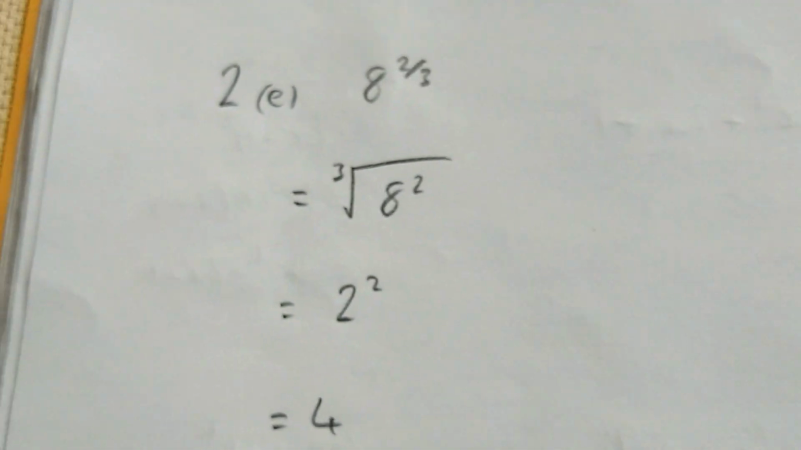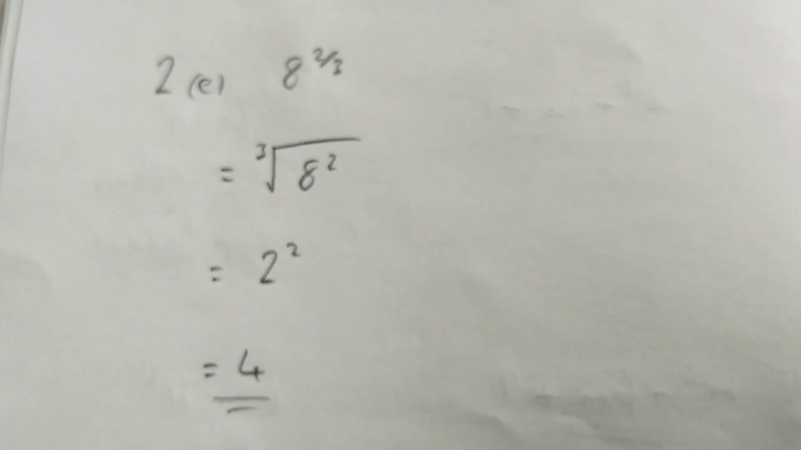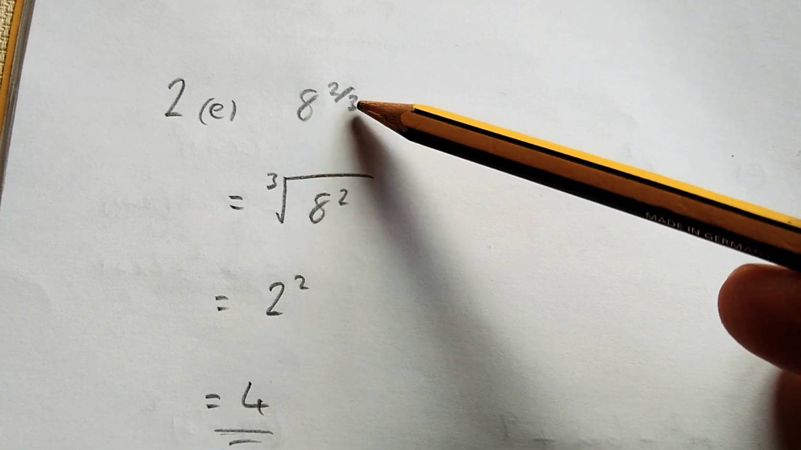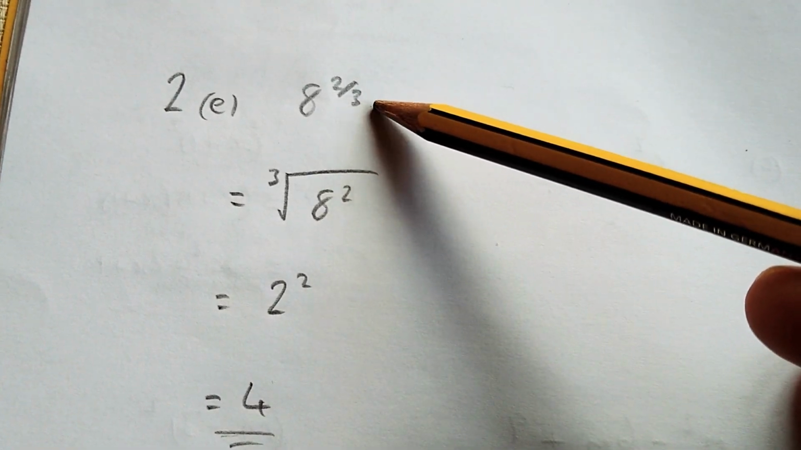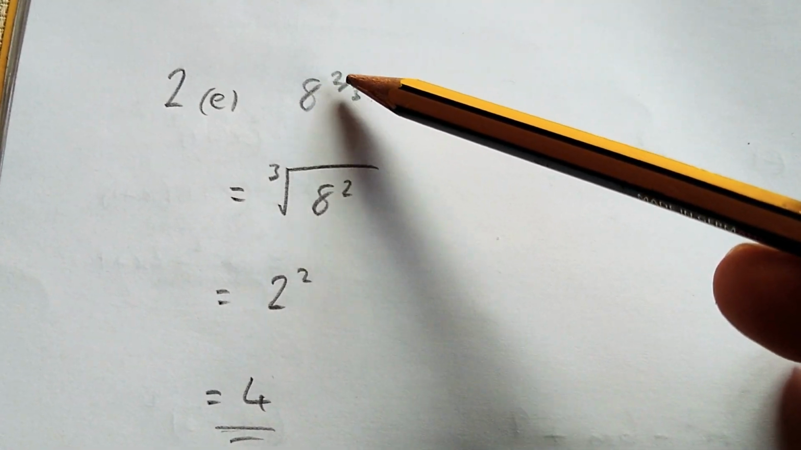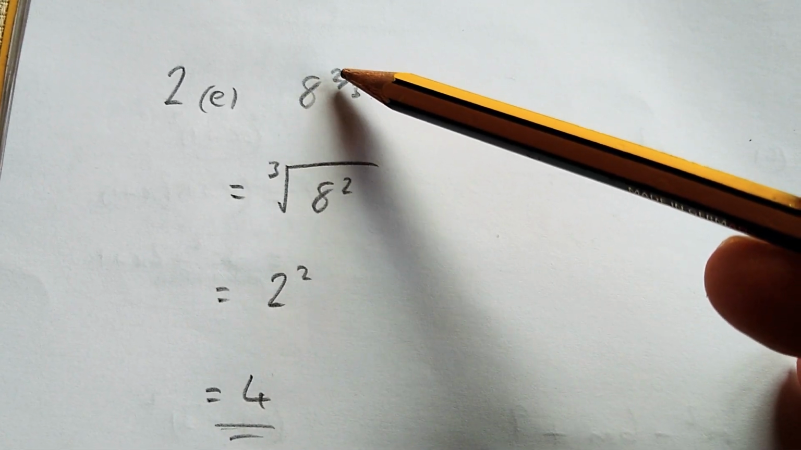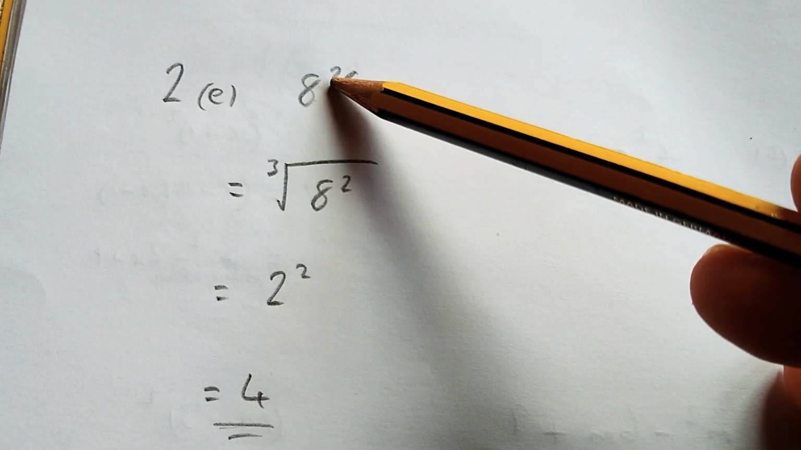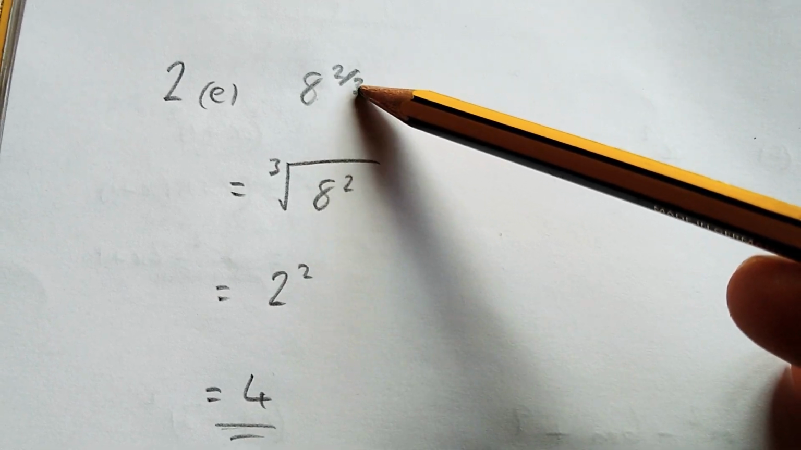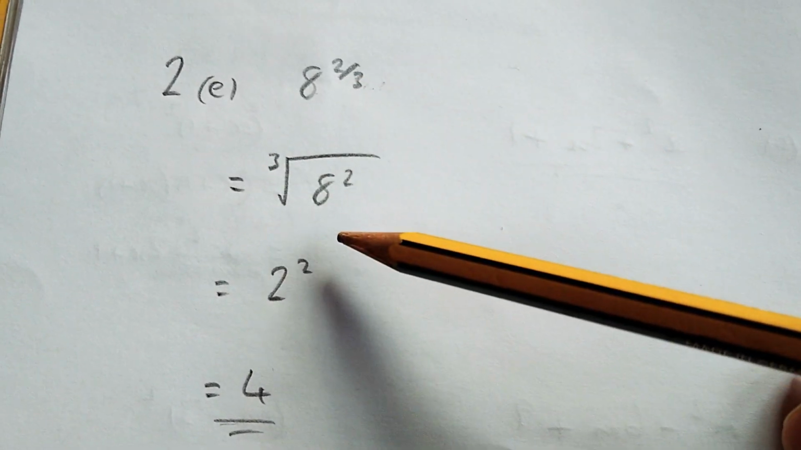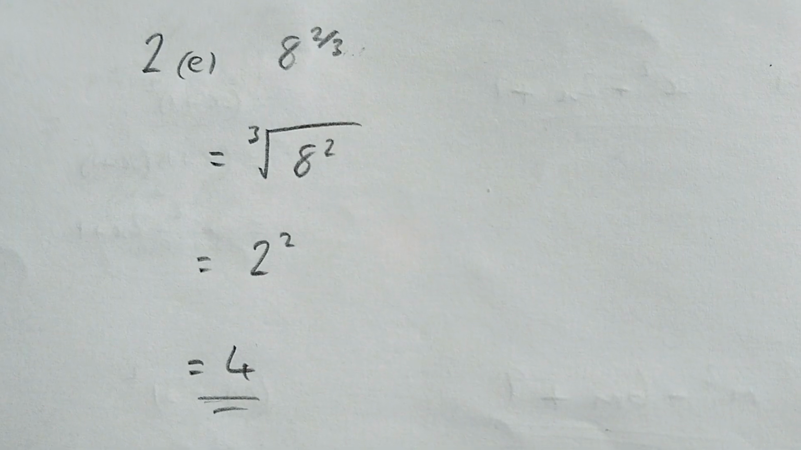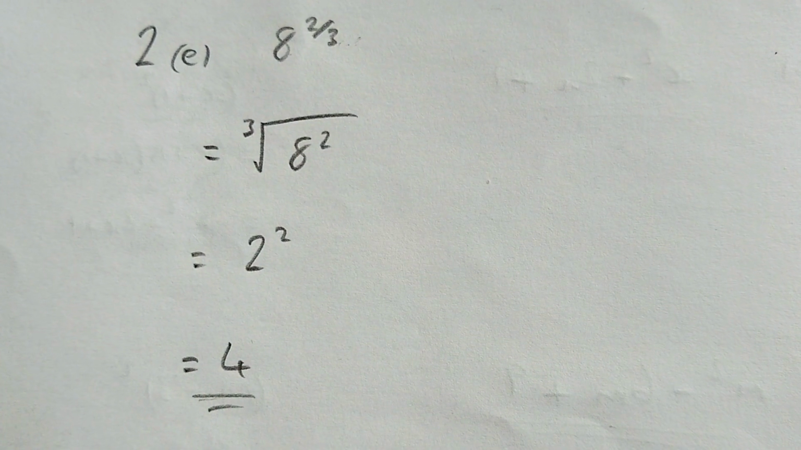So let's have a look at 2e. This is a skill that we need to be able to use. We need to know what the fractional power of 2/3 means. So 8 to the power 2/3. The top number is the power, so it'll be 8 squared. The bottom number is the root that we take. So it'll be 8 squared, all cube rooted.